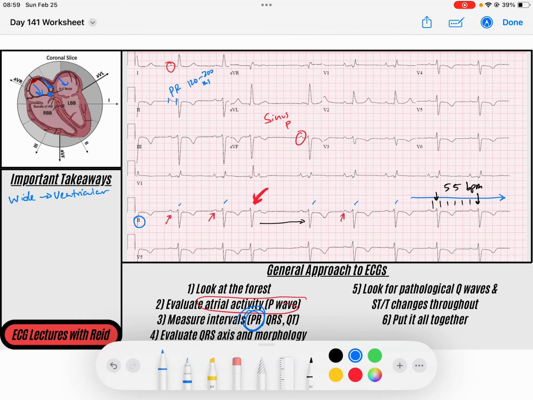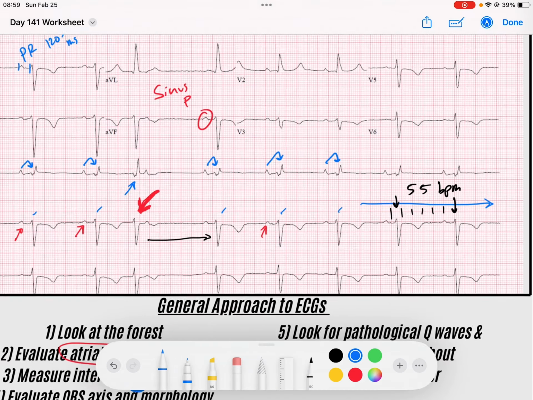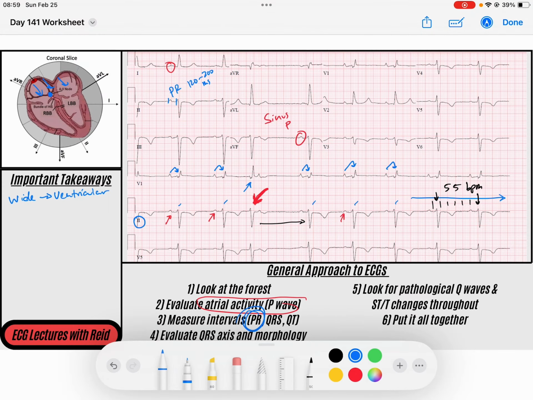Now it's my job to make sure that all of these P waves are conducting to QRS complexes in the same fashion. Here's our early beat, we'll look at that in a little bit. But all the P waves conduct to QRSs. And I don't see any extra P waves so far outside of maybe our funky beat that occurred earlier. We'll look at that in a little bit. But no extra P waves throughout any of these.